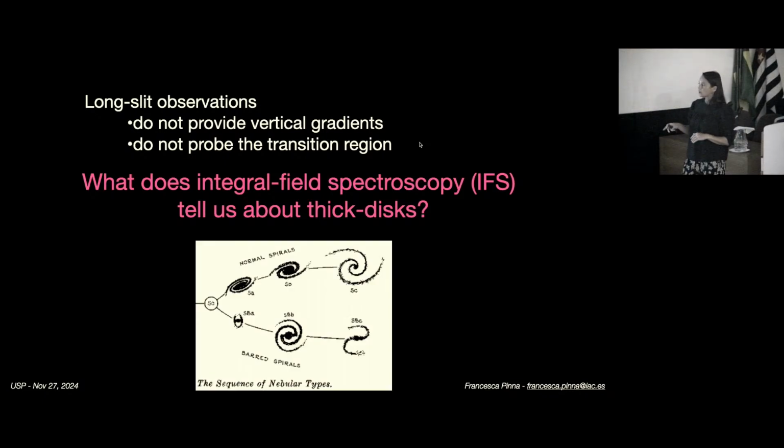So from now on, I will try to summarize the results that we have from integral field spectroscopy, and I will take you through the Hubble sequence from the left to the right, from earlier type galaxies in this region here to the latest type galaxies here on the right side, and I will start from lenticular galaxies.